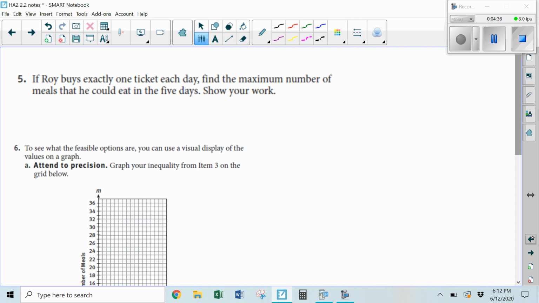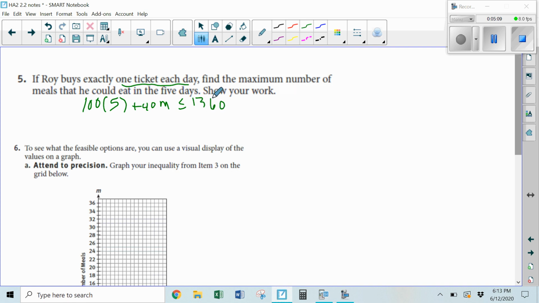All right, number 5, if Roy buys exactly 1 ticket each day, find the maximum number of meals that he could eat in 5 days. Show your work. So again, I'm going to start with the same thing, 100. Now tickets, so how many is he going to get? One a day, and there's 5 days. So 100 times 5 tickets plus 40 per meal.